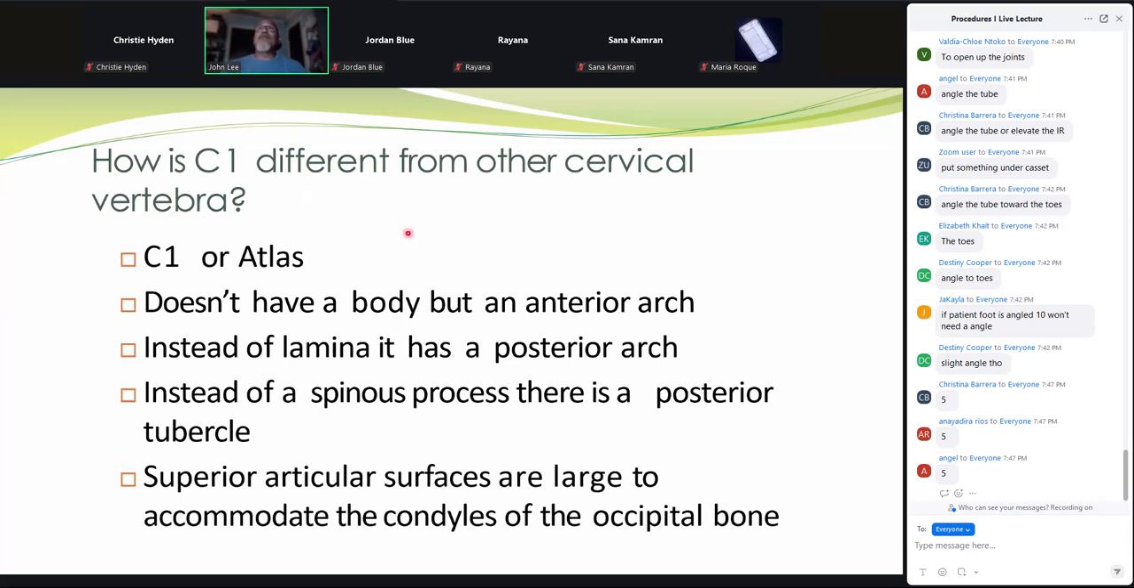How is C1 different from other cervical vertebrae? It's referred to as the atlas because it holds the head. It doesn't have a body; it's got an anterior arch in its place. Instead of lamina, it's got a posterior arch. There's a posterior tubercle instead of a spinous process. And the superior articular surfaces are very, very large because it articulates with the condyles of the occipital bone of the skull.